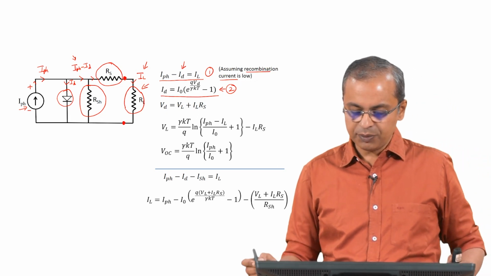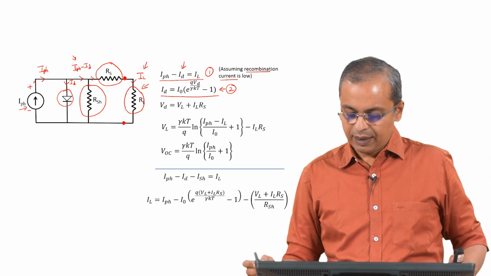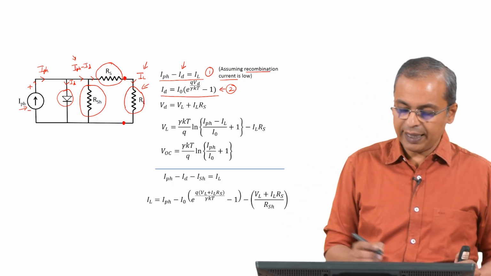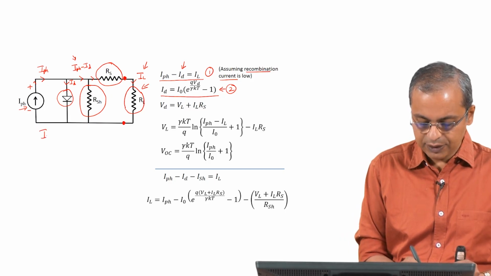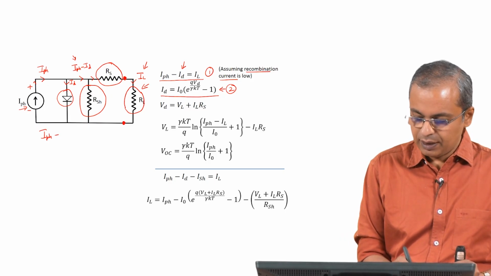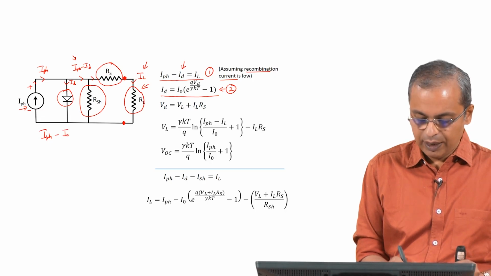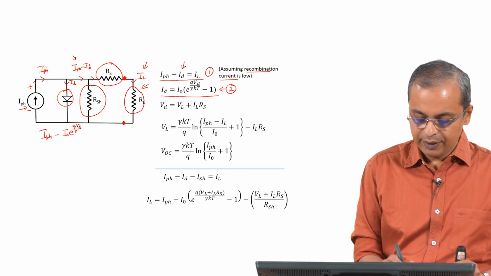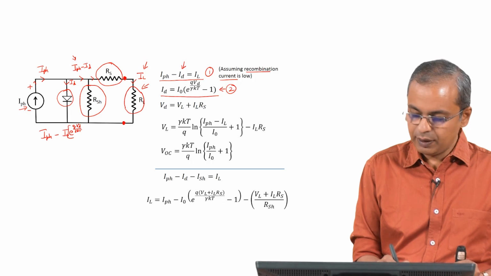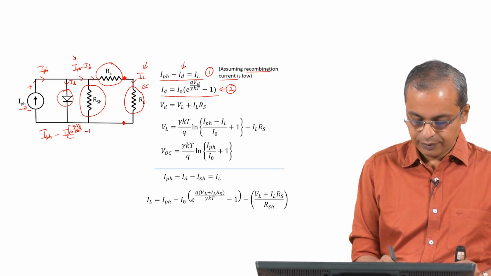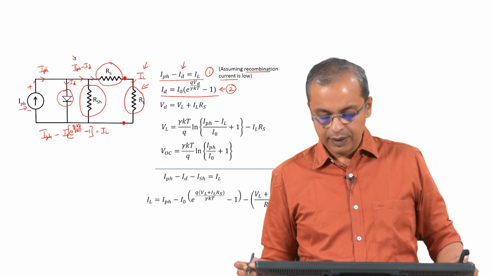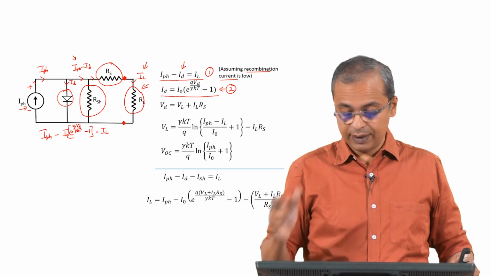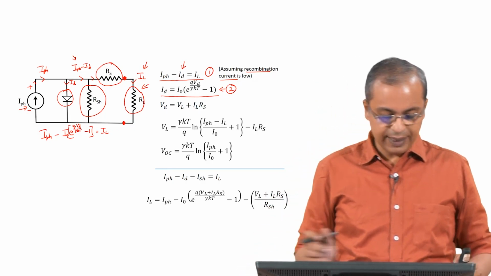So, if I want to write it in terms of, let us say, IL, ID is... let me put this equation down. IPH minus I naught e power QVD by gamma KT minus 1 equals IL. Okay, so that is the thing we want to do. Let me do some rearrangement here.